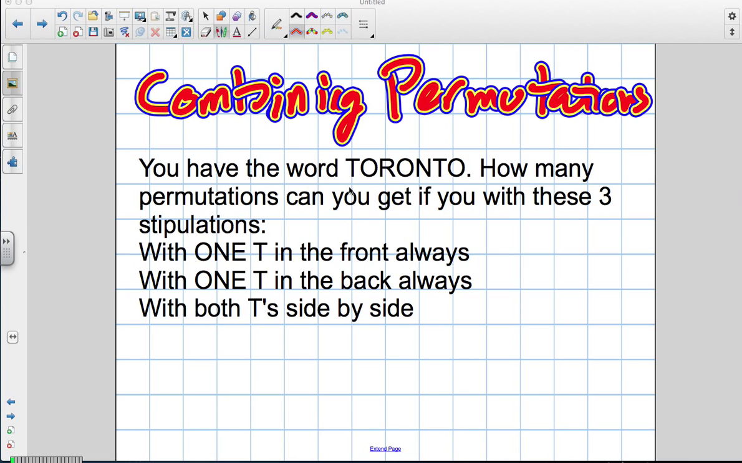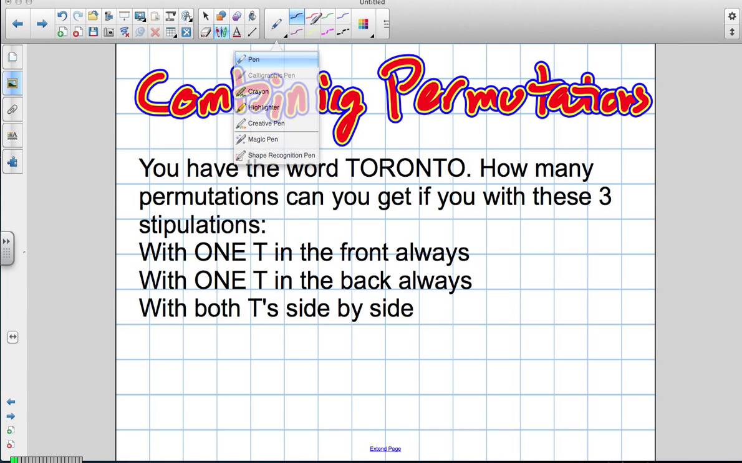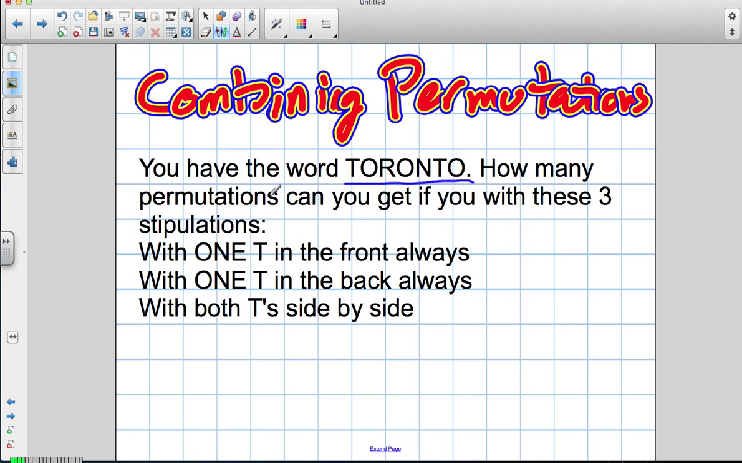Okay, combining permutations. We have a question where they're talking about the word Toronto. How many permutations can you get with these three stipulations? The first one being with one T in the front always. Essentially we could try to write this out and we'll do one step at a time.